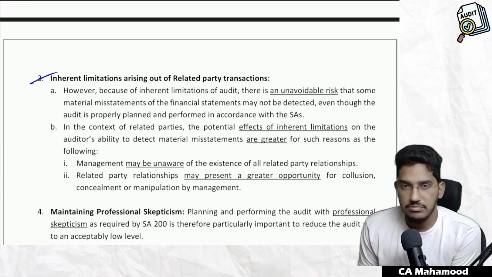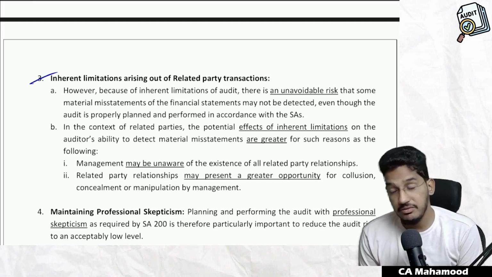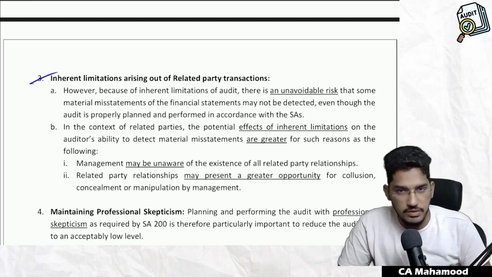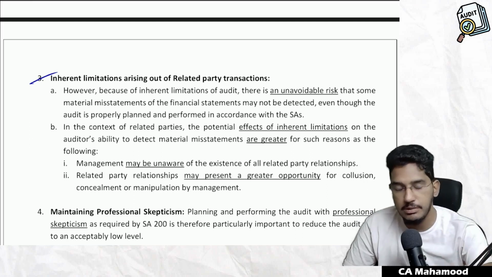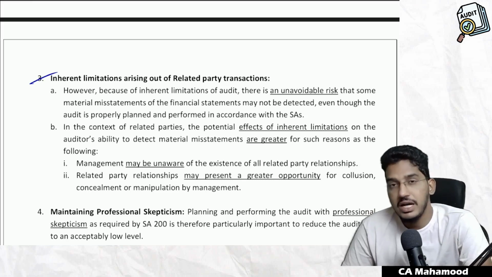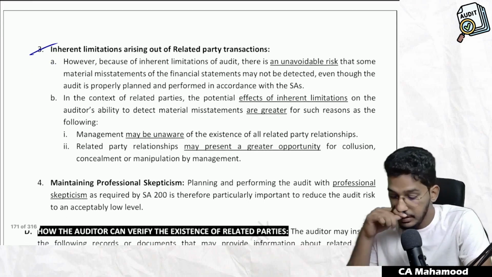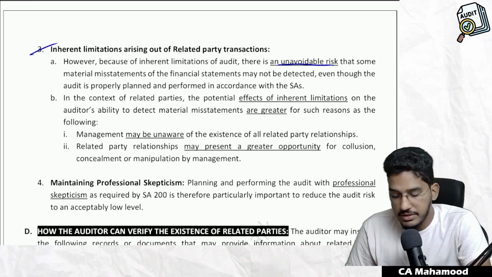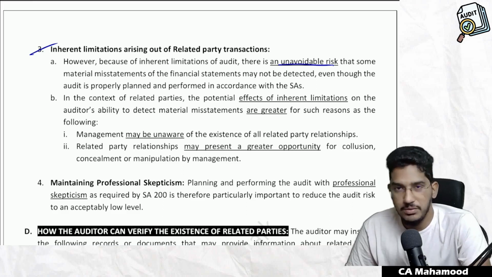Why? Because sometimes as an auditor, you might not be in a position to identify who is a related party, or which transaction is a related party transaction. So because of related party relationships, the impact of inherent limitations will be much higher. That means the chance of your opinion going wrong is a little bit higher. The same thing they say here. However, because of inherent limitations of audit, there is always an unavoidable risk that some material misstatements of the financial statements may not be detected, even though the audit is properly planned and performed in accordance with standards.